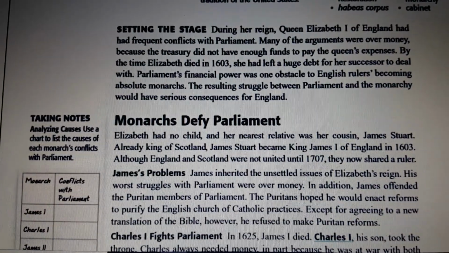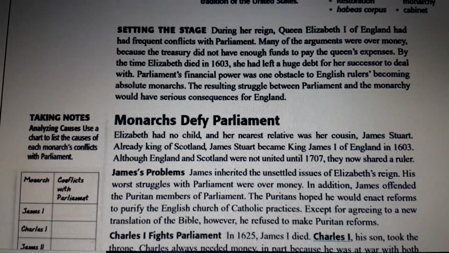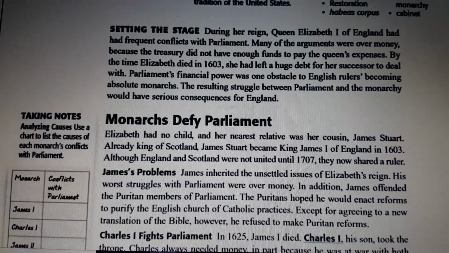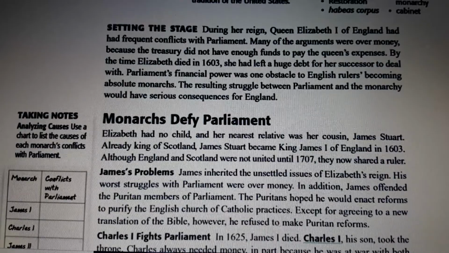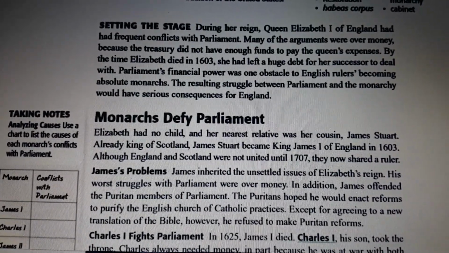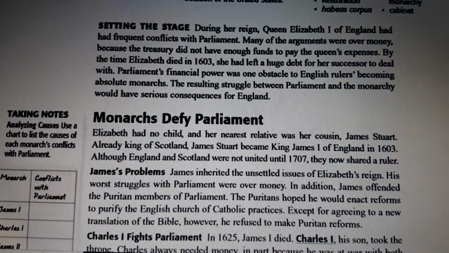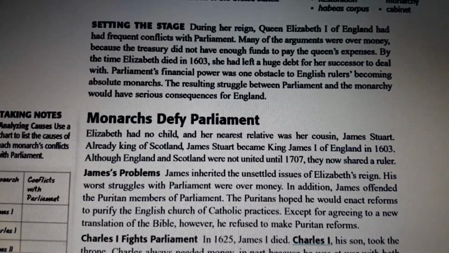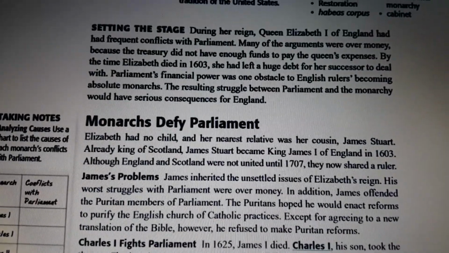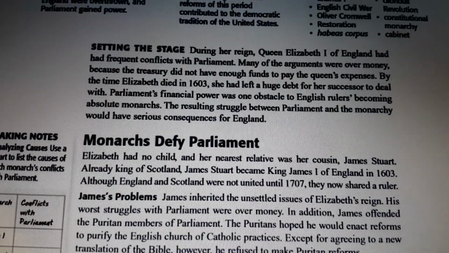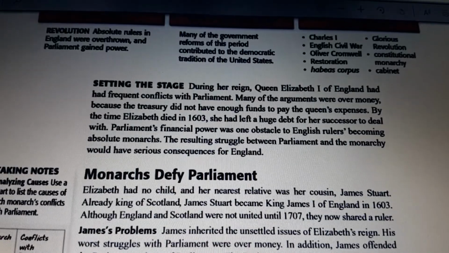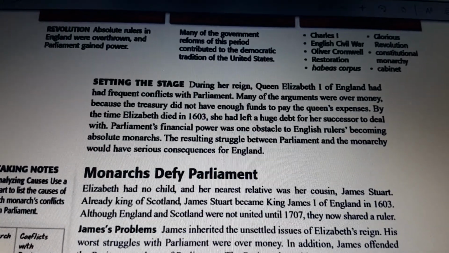Setting the stage. During her reign, Queen Elizabeth I of England had frequent conflicts with Parliament. Many of the arguments were over money, because the Treasury did not have enough funds to pay the Queen's expenses. By the time Elizabeth died in 1603, she had left a huge debt for her successor to deal with. Parliament's financial power was one obstacle to England's rulers becoming absolute monarchs. The resulting struggle between Parliament and the monarchy would have serious consequences for England.